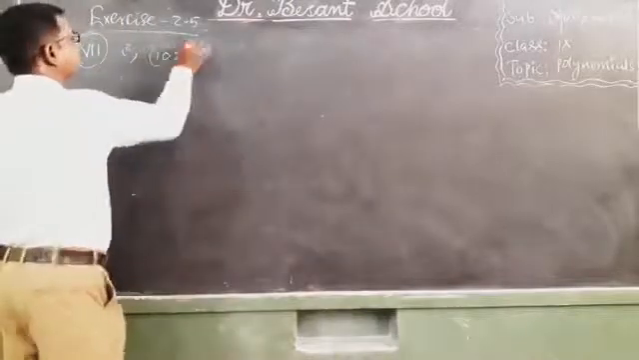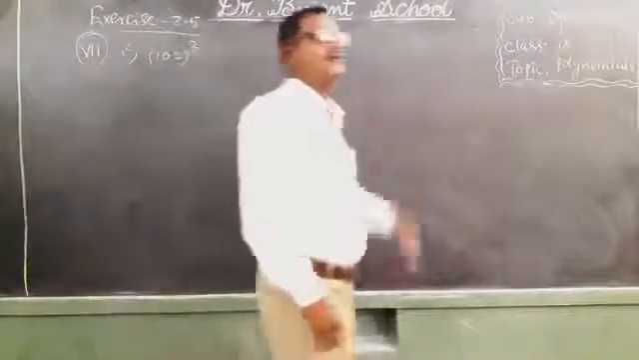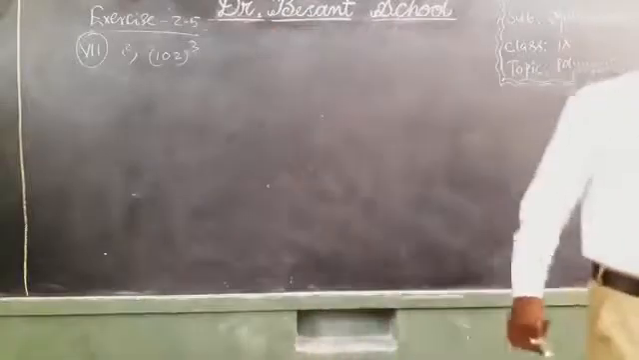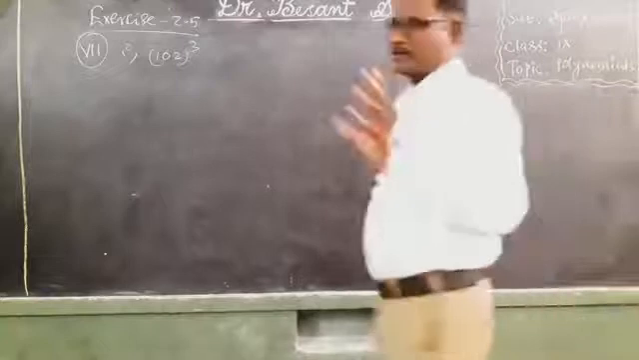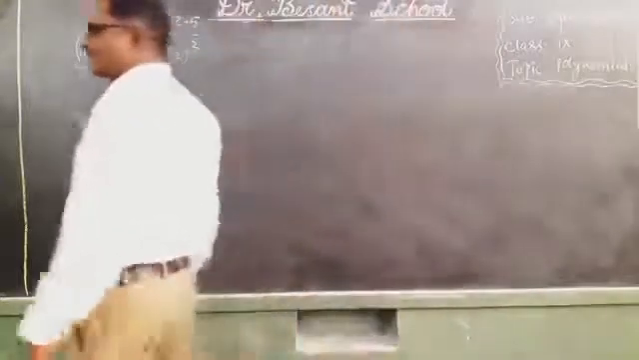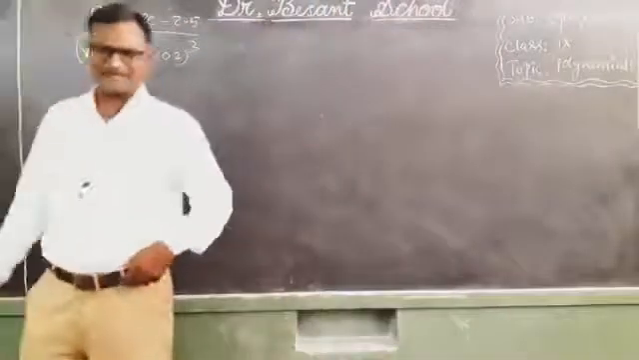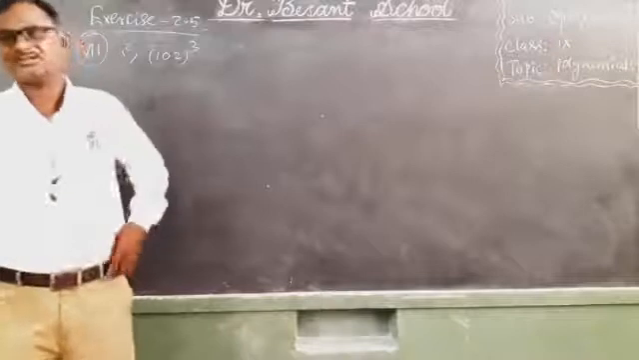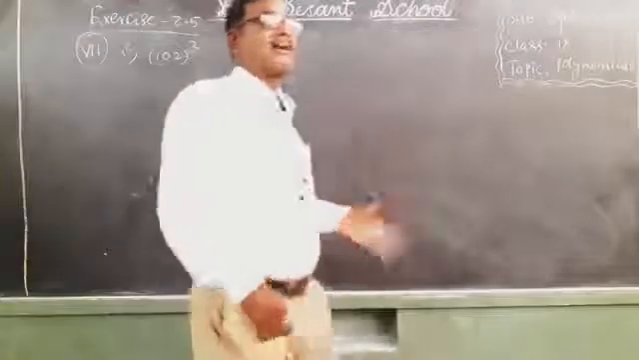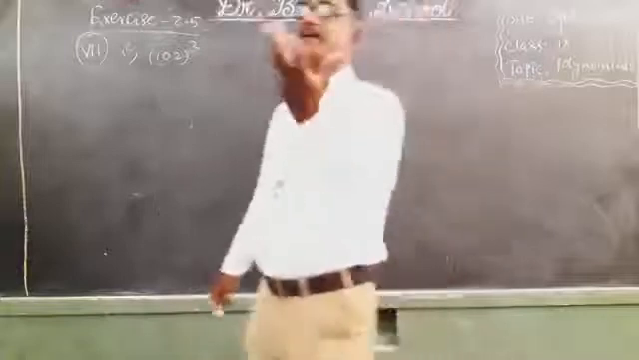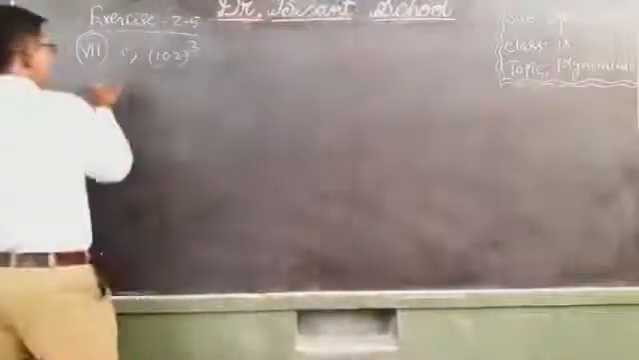102 whole cube. Actually, how we will find out this one? By multiplying 102 three times, 102 into 102 into 102. By multiplying 3 times, we can find out its value. But without the normal procedure, without multiplying 102 three times, find out its value by using a suitable identity.